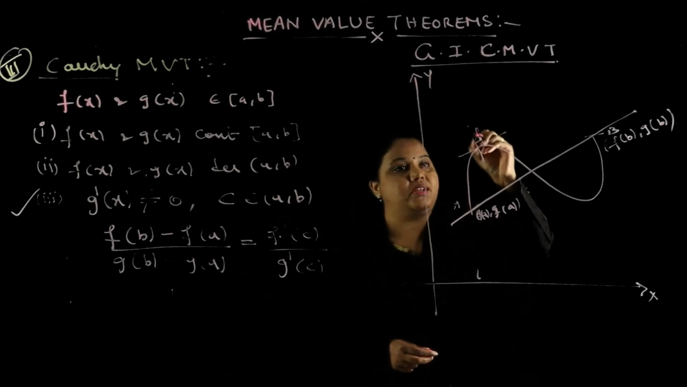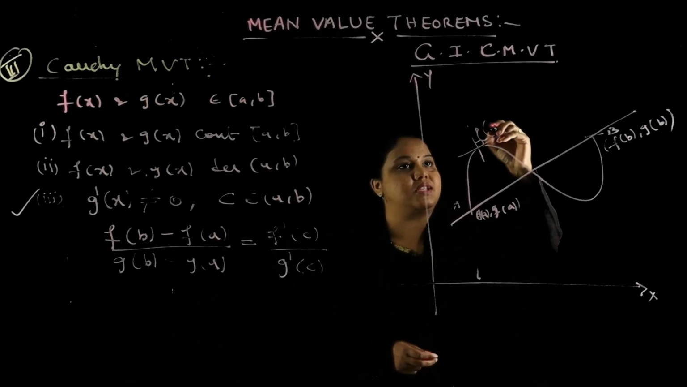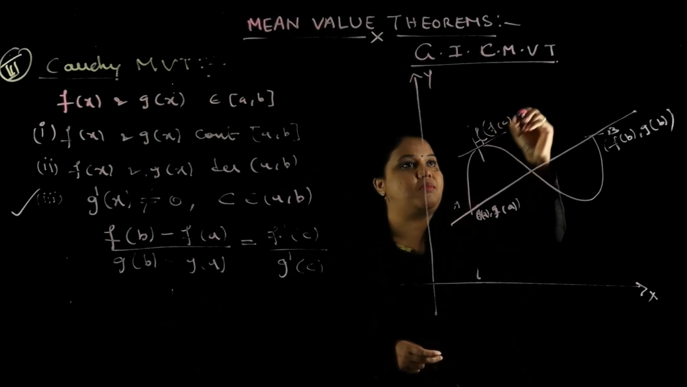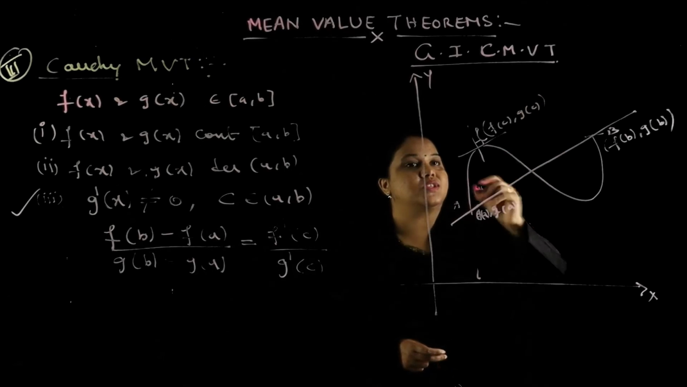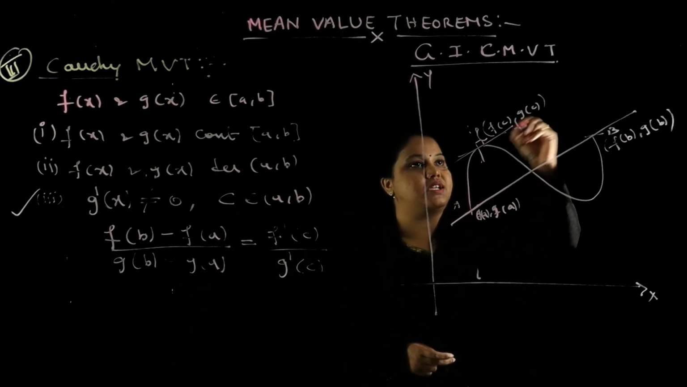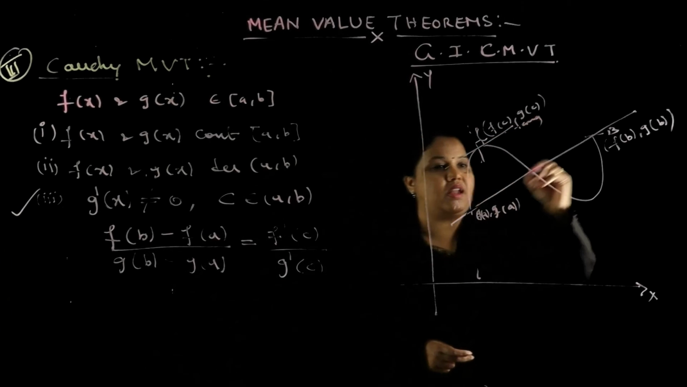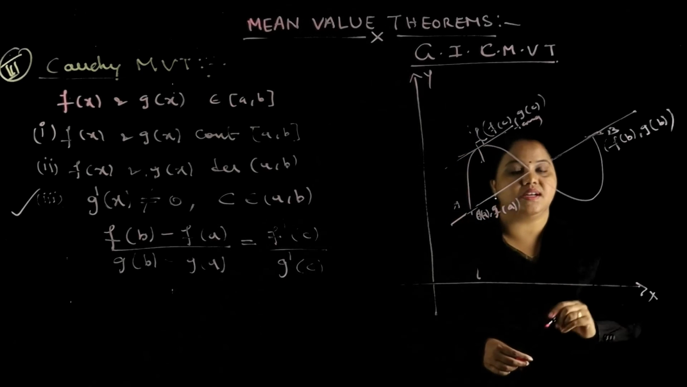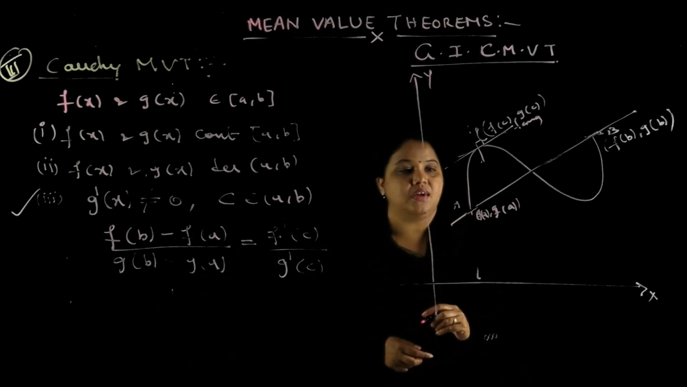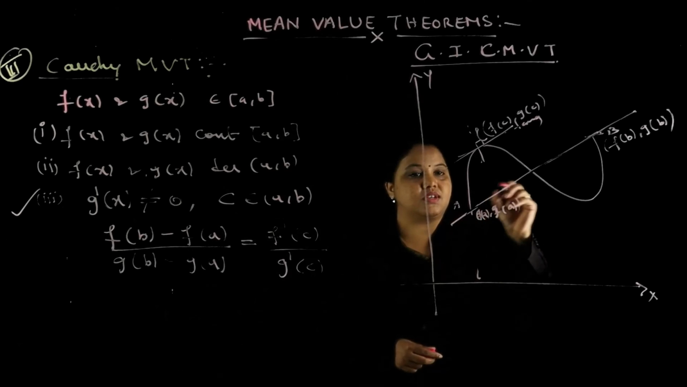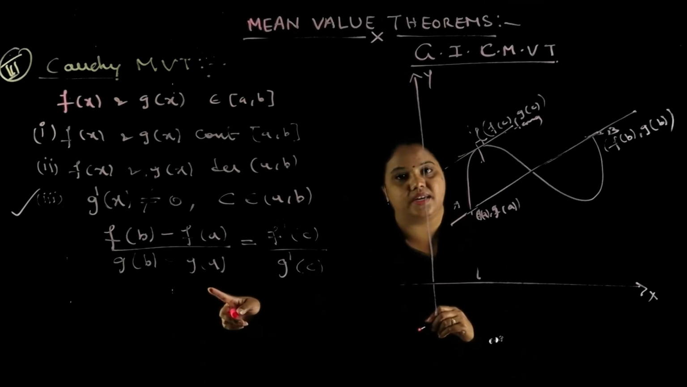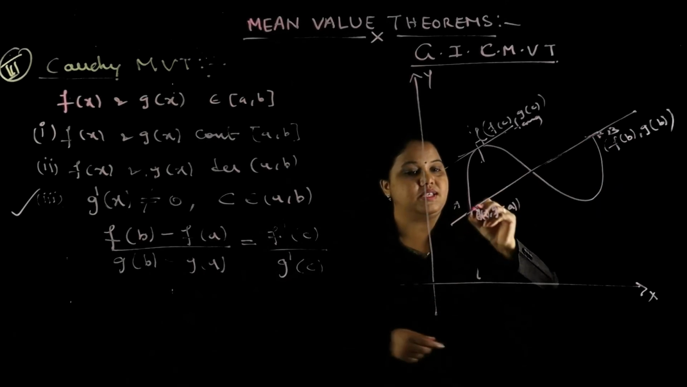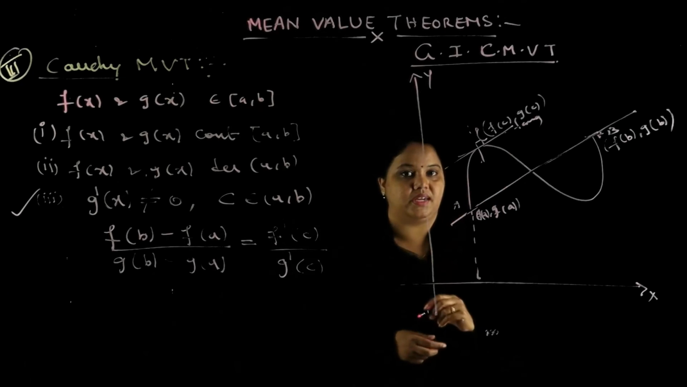So, this is the point where it is C. C is nothing but f of C comma g of C. So, we observe that this tangent is parallel to the line joining the points. So, this is the inference that we get from Cauchy mean value theorem. So this Cauchy mean value theorem, this is the third condition. So this condition is simply verified by geometric interpretation.